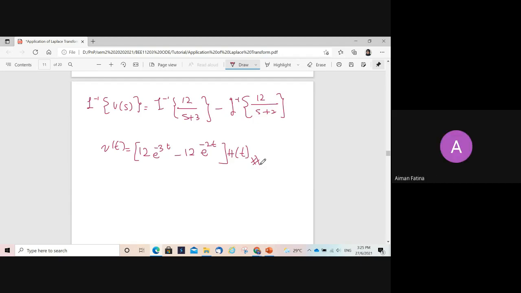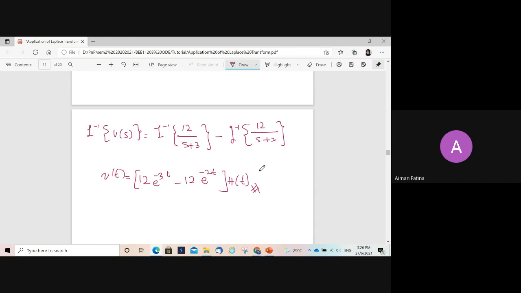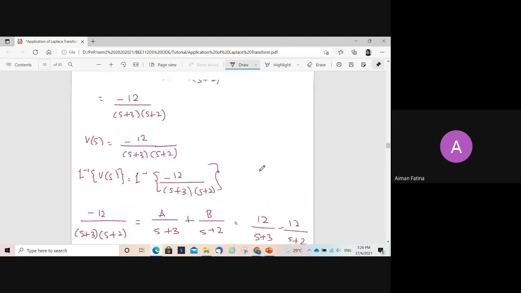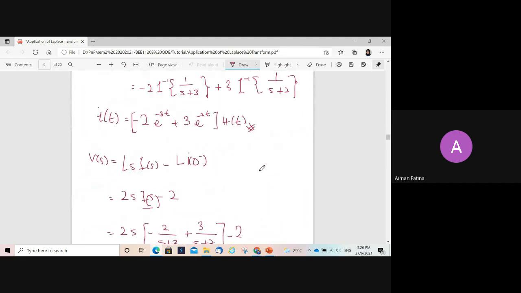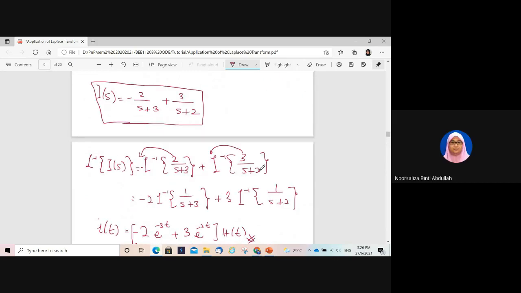Doktor, kalau soalan macam ni berapa markah? Soalan macam ni biasanya dalam 13 hingga 15. Lepas tu kan doktor, dalam satu circuit tu dia memang akan ada capacitor saja dengan resistor atau dia boleh gabung semua? Dia boleh gabung semua. Jadi RLC, dia boleh jadi RC, dia boleh jadi LC, dia boleh jadi RL.